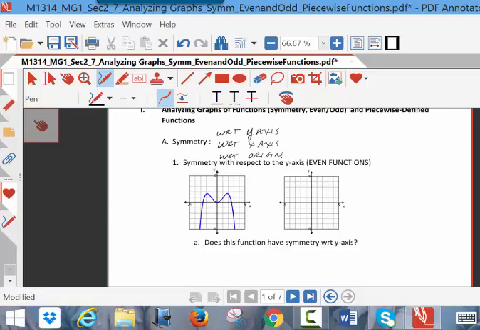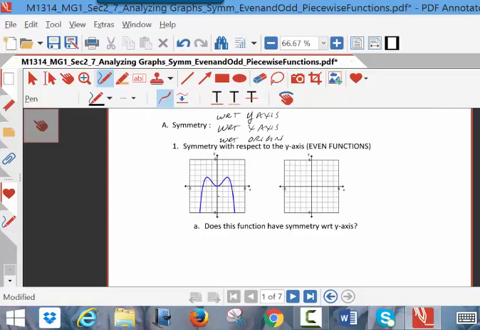All right. So in this first example, if you look at this graph and you visualize your y-axis, you can see that this graph in blue has symmetry with respect to the y-axis because if you folded it, it would lie on top of itself. Now this graph is stagnant. We're not doing a reflection. We're not creating another graph. We are looking at a given graph, and it is already showing me symmetry with respect to the y-axis.